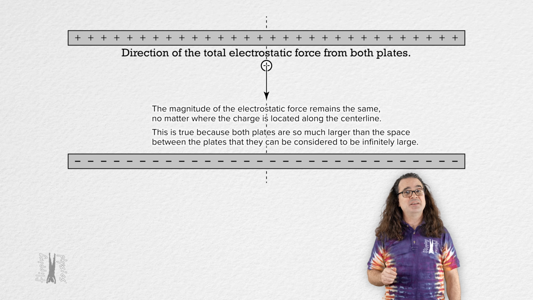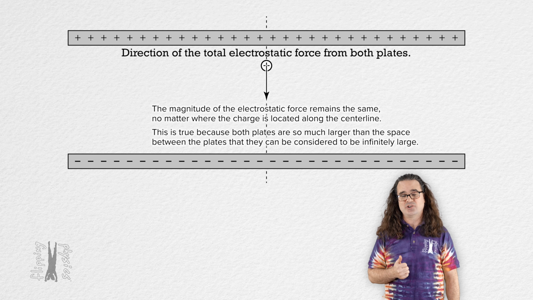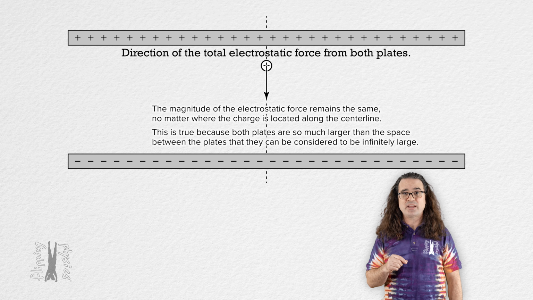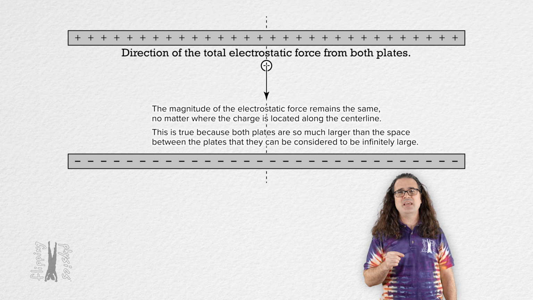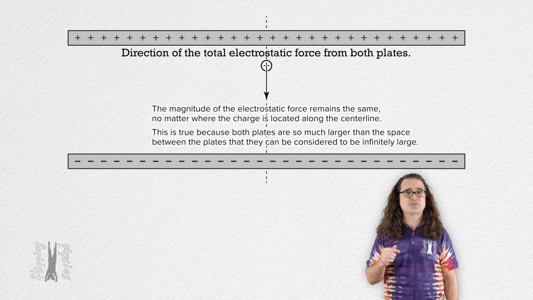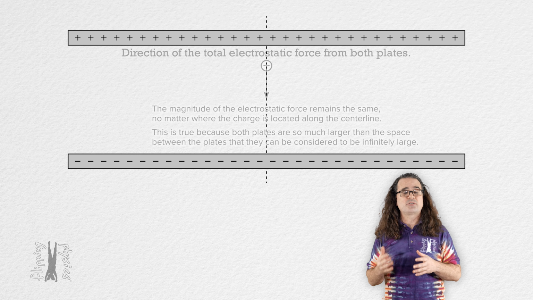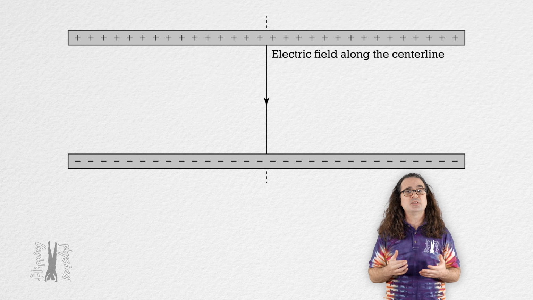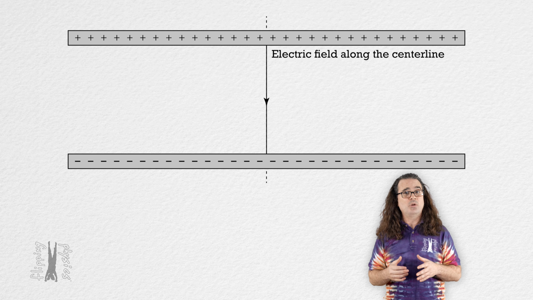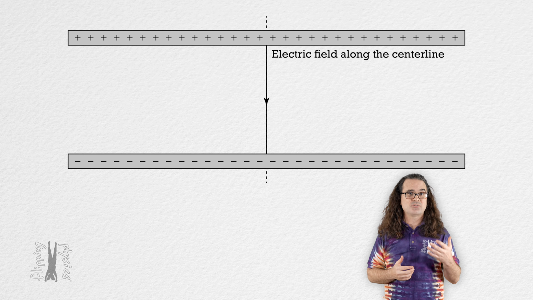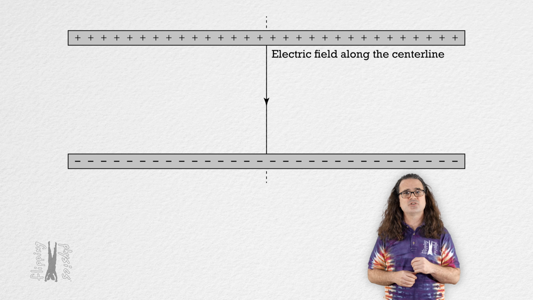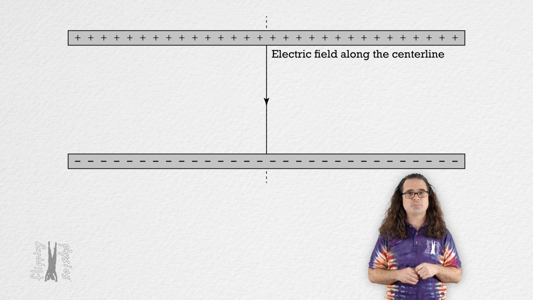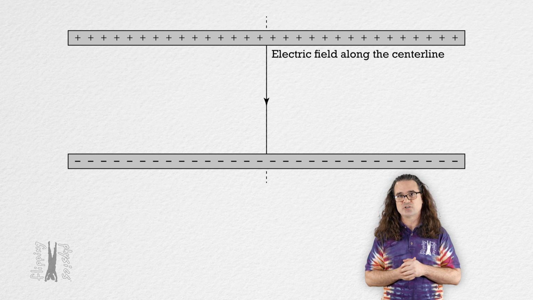Now, recall that the electric field is defined by a positive test charge. In other words, because the electrostatic force on a test charge would be the same no matter where it is located on the center line of the parallel plates, the electric field will have a uniform value along the center line and will be directed in the direction of the electrostatic force on the positive test charge, which is from the positively charged plate to the negatively charged plate.